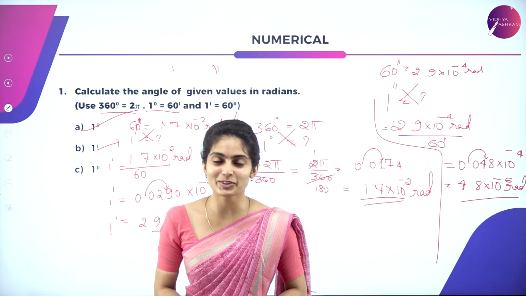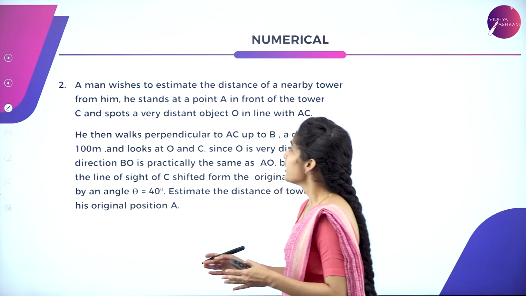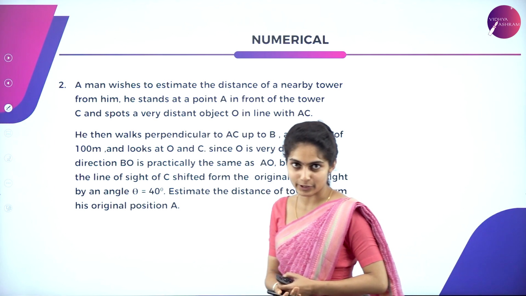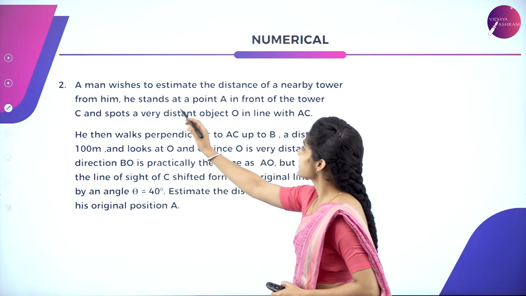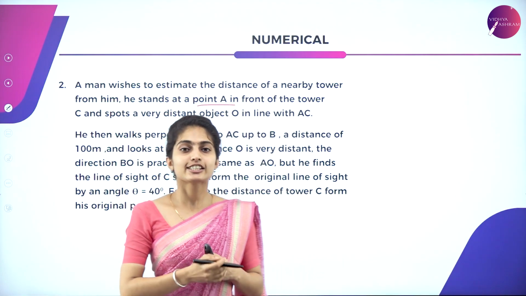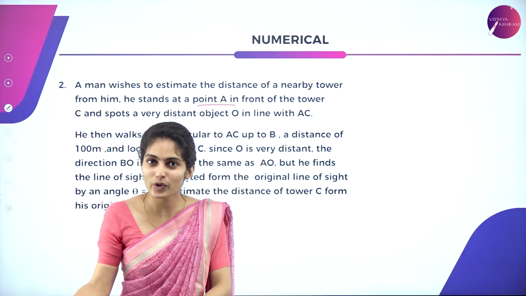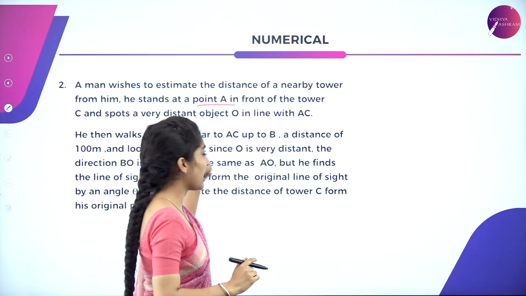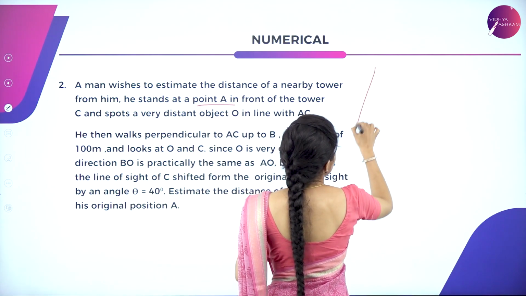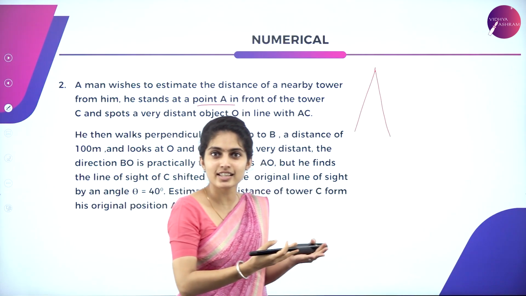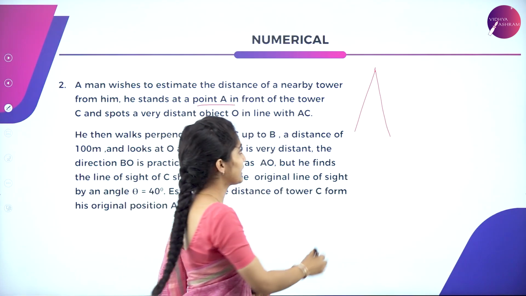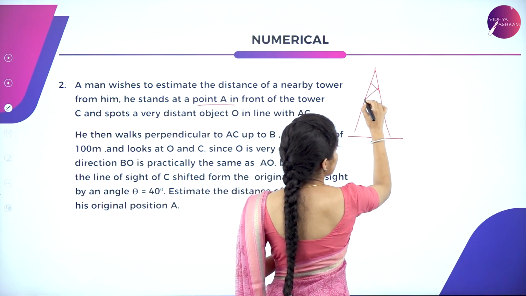So now let us go to the next numerical. A man wishes to estimate the distance of a nearby tower from him. He stands at a point A in front of the tower C. So imagine, read the question, imagine, okay, a man is there and a tower is there. So let me draw. This is just my imagination. You can't see my imagination, that's why I am putting it as a picture in this slide. So imagine this as a tower.